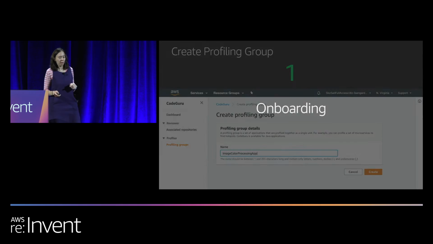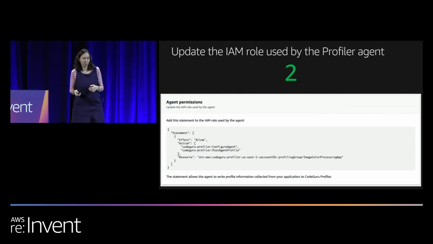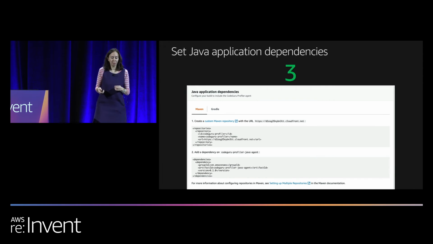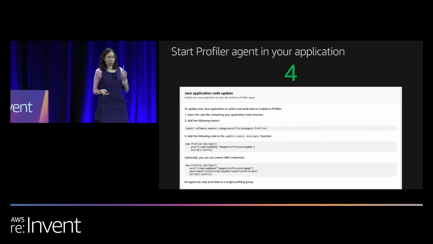Onboarding is very straightforward. It has 4 steps. The UI leads you through all the steps, so I'm going to very quickly breeze through them. First, you create a profiling group. A profiling group is just a name that we give to the application that you're profiling. You can have one or more services in the same group, especially if you have microservices, that's helpful. The second step is to update the IAM role used by the profiler agent. We give you the statement for that, just copy it. The third step is to configure the build to include the profiler agent. Again, we show you the configuration, just copy it. And finally, you need to add a couple of lines of code in one place in your application to start the profiling thread.